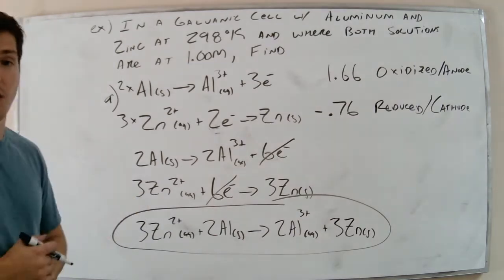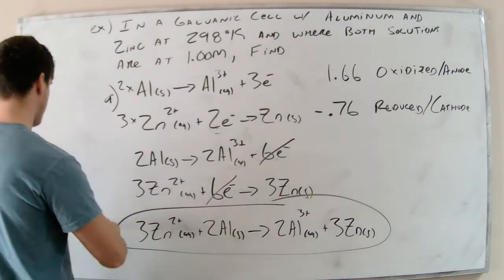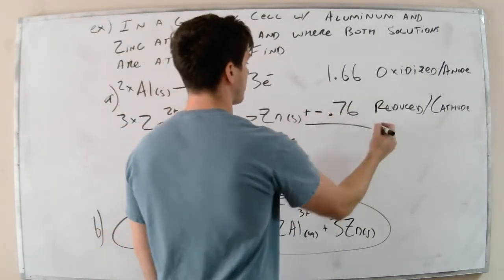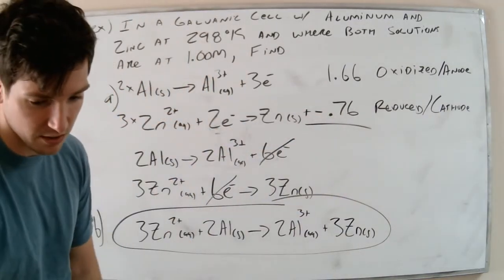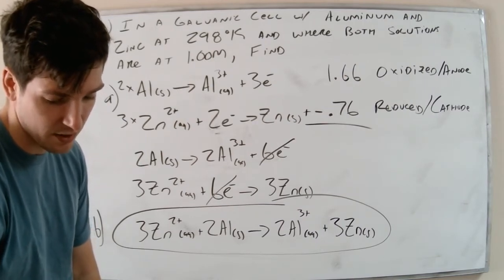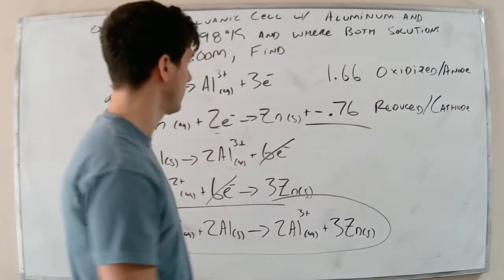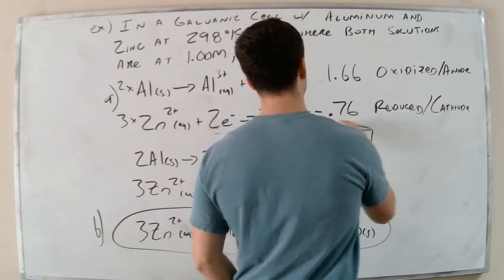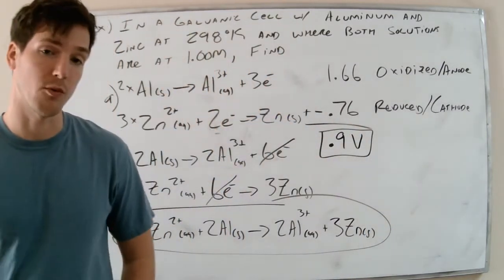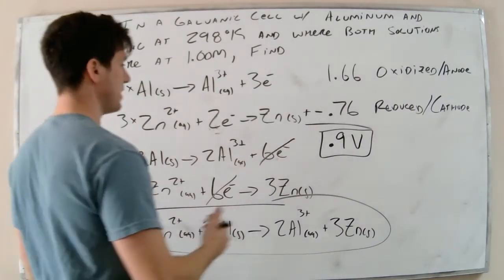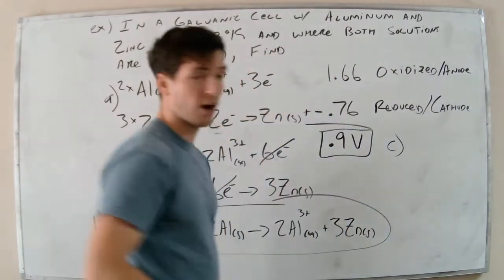And then this was B, and for C it wanted us to find the cell potential. Well, we just add these up, right? 1.66 plus negative 0.76 will give us a cell potential of 0.9 volts. 0.9 volts. Okay? So now A, B, and C are done.